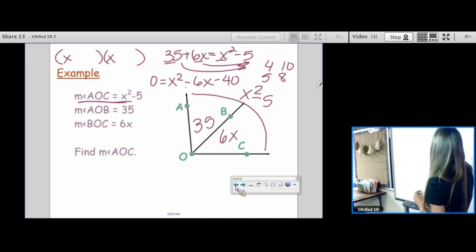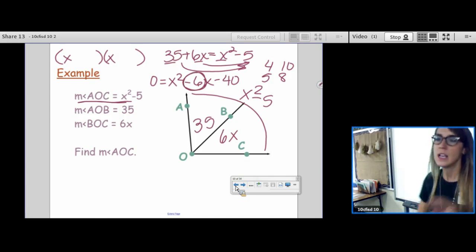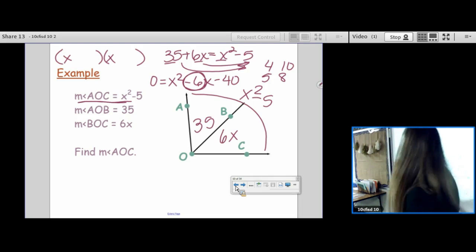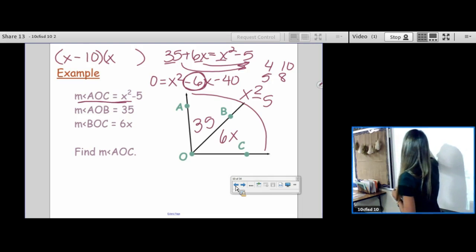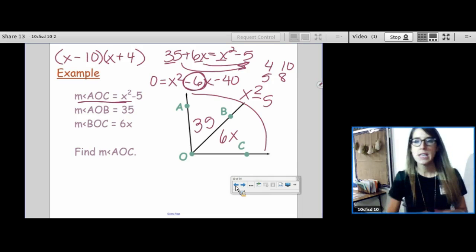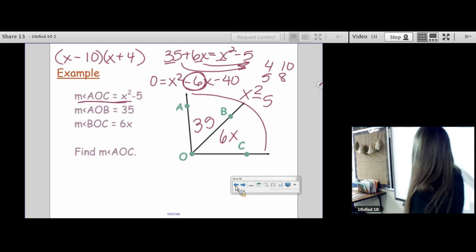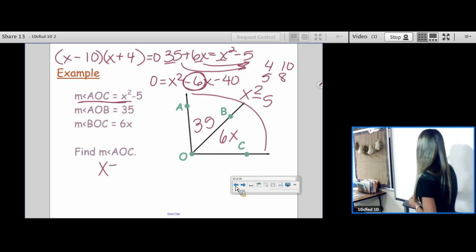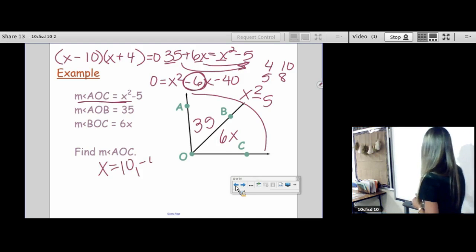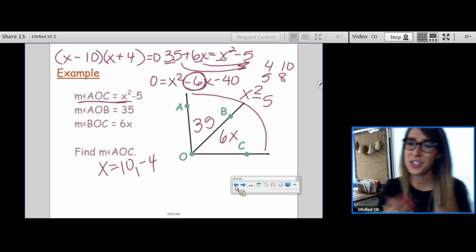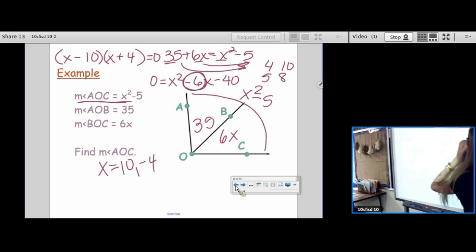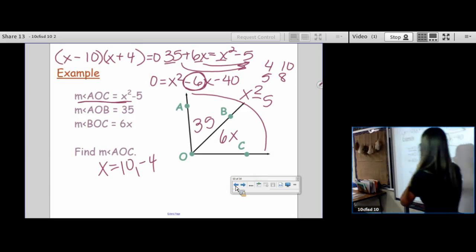Now we need it to be a negative 6, not any old 6. It needs to be a negative 6. So we actually want our larger number to be negative. We want it to overpower the other one. Negative 10 plus 4. And this, of course, equals 0. So our solutions are 10 and negative 4. But we have to make sure they both make sense. Does 10 make sense? 10 squared minus 5 So it'd be a 95 degree angle.